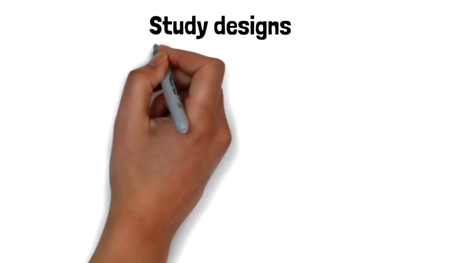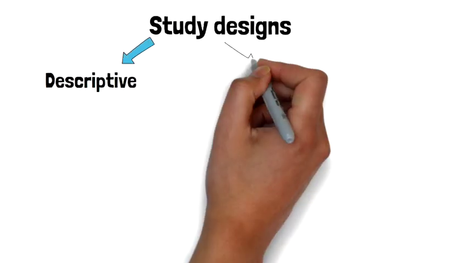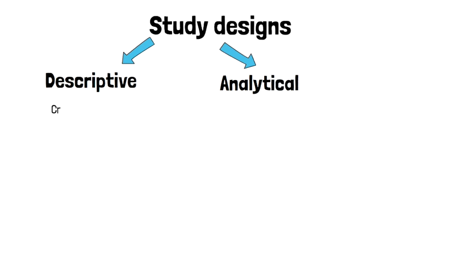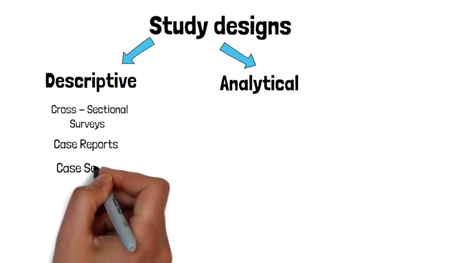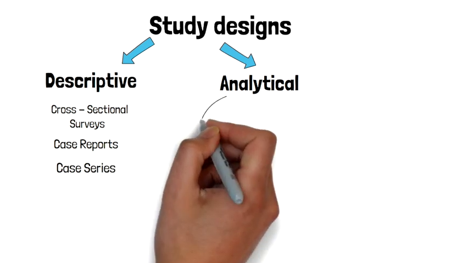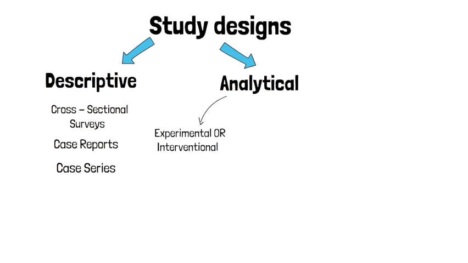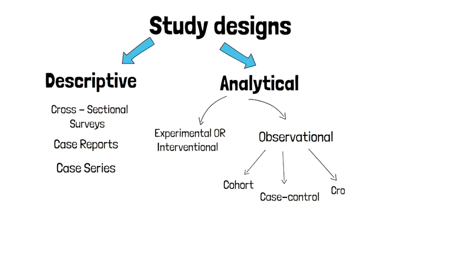As we have discussed, the two main types are descriptive and analytical. Descriptive studies include cross-sectional surveys, case reports, and case series. Analytical splits into experimental or interventional and observational, that includes cohort, case control, and cross-sectional.